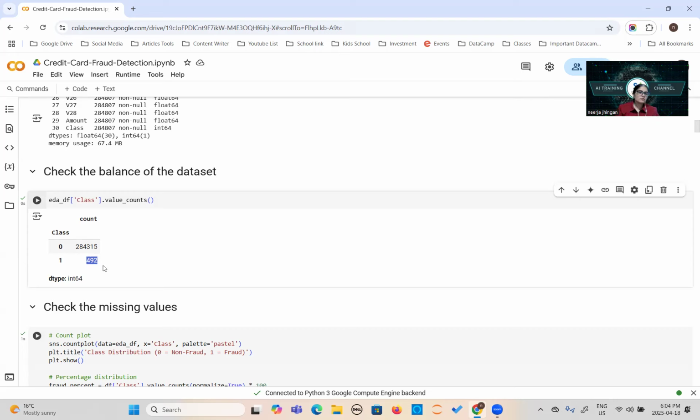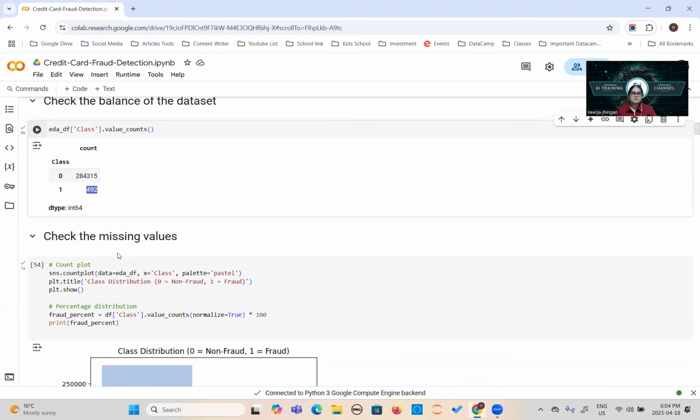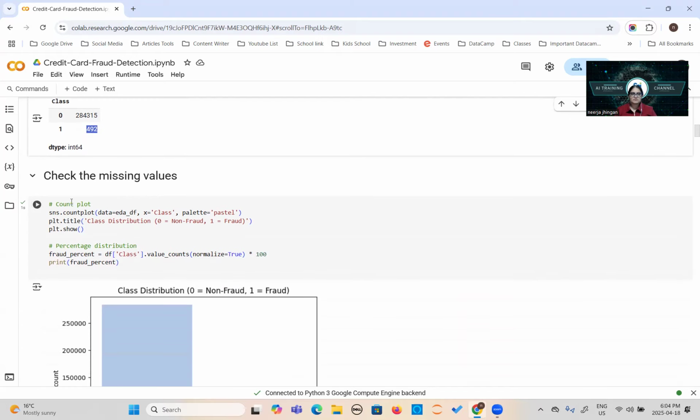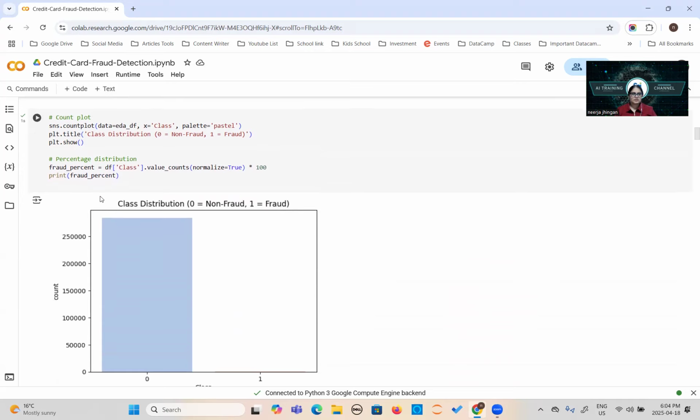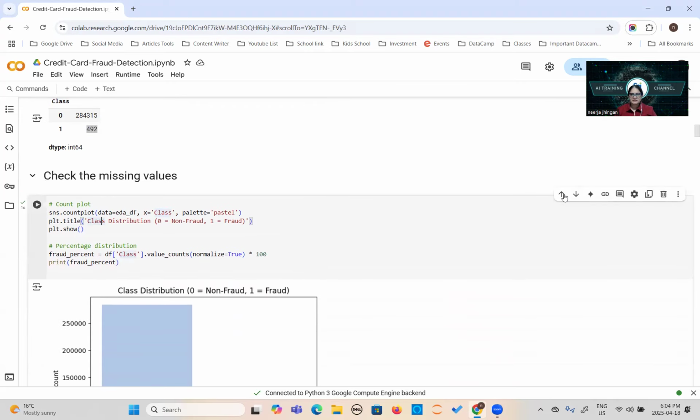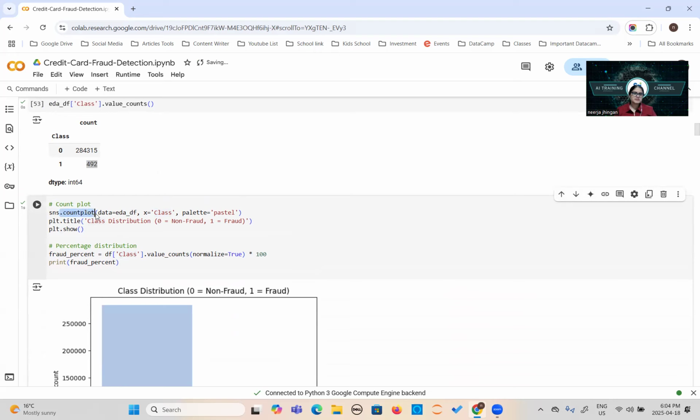Now we will move ahead with checking the missing values. Sorry, not this, this is the one. I think I typed it wrong. So first we will look at it graphically too. We are using the Seaborn countplot. Here I am using eda_df, which is a copy of the original data set. I'm not going to work with the original data set.